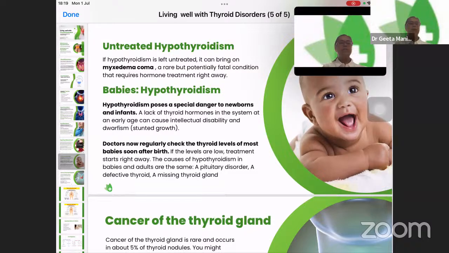The causes of hypothyroidism in babies and adults are the same: a pituitary disorder, or a defective thyroid, or a missing thyroid gland, or it could be a very small atrophic thyroid gland.